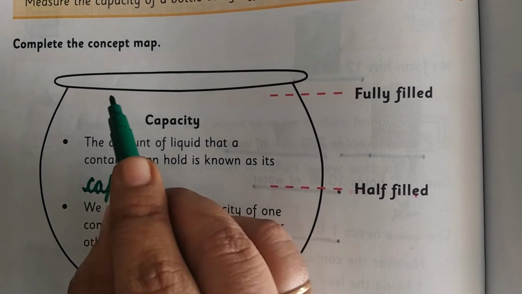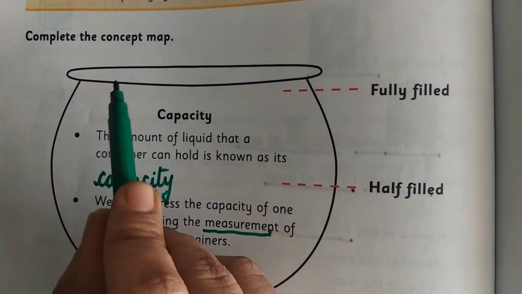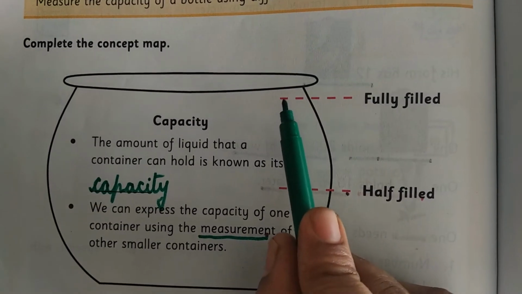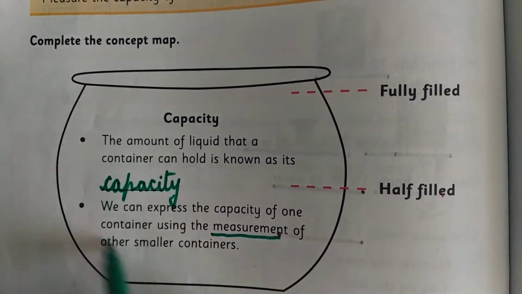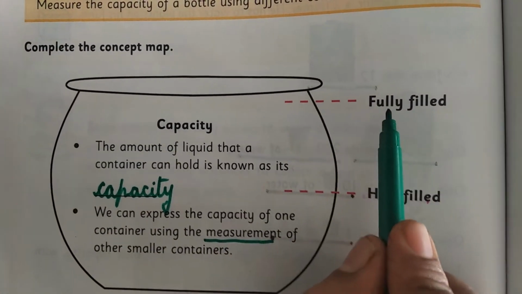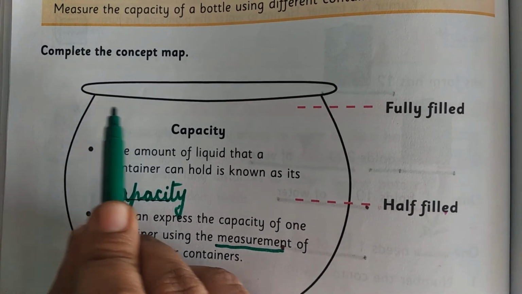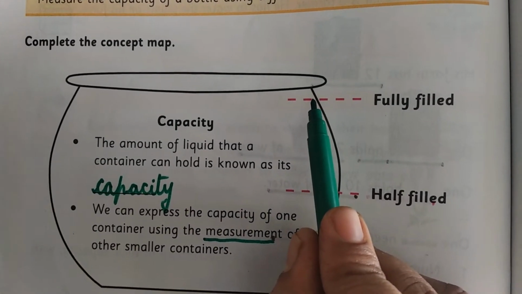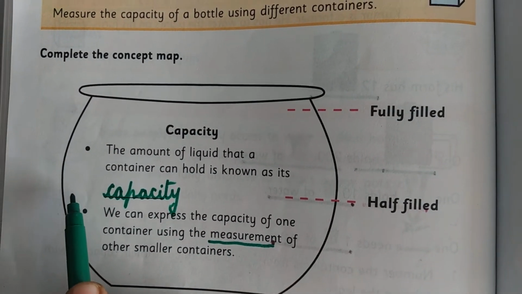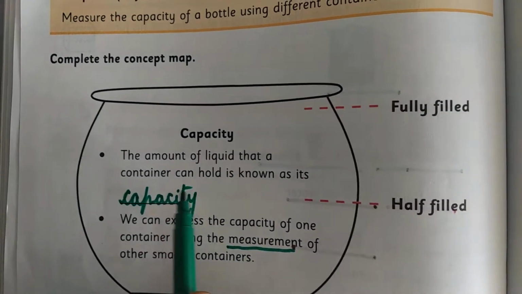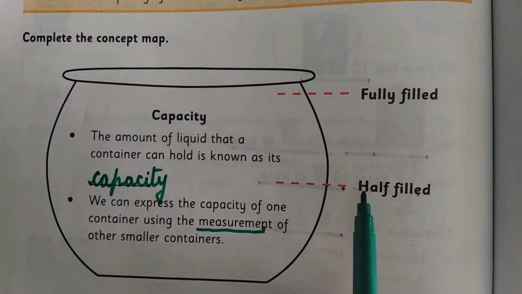So that we call capacity. Now see here, they have given a bowl shaped figure. This is one container. Suppose the water is fully filled until this, we call it fully filled. Suppose the water is in this position, only half, we call it half filled.